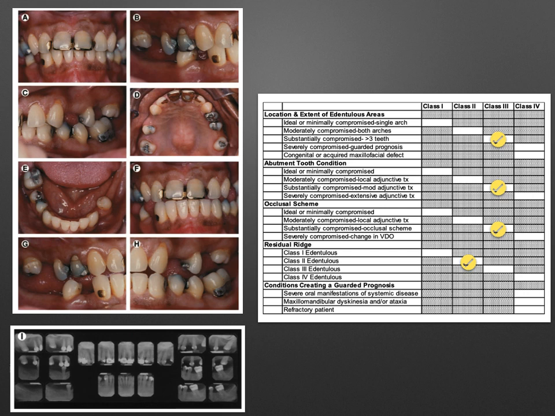How about the residual ridge? The upper looks okay. The lower, the same as we saw in the previous patient, is a little bit knife edge, a bit resorbed. However, it still has plenty of bone remaining, as you see on the X-ray. So we will say that's class 2. So in this case, we will say this patient is class 3.